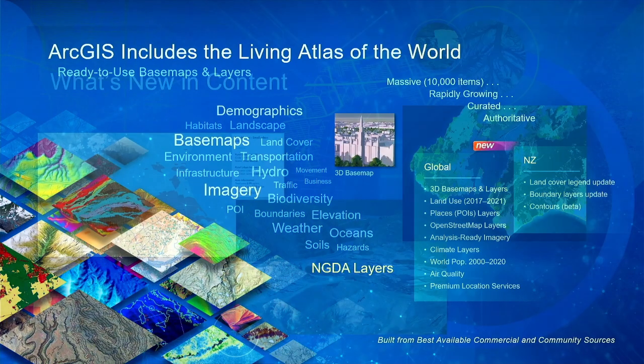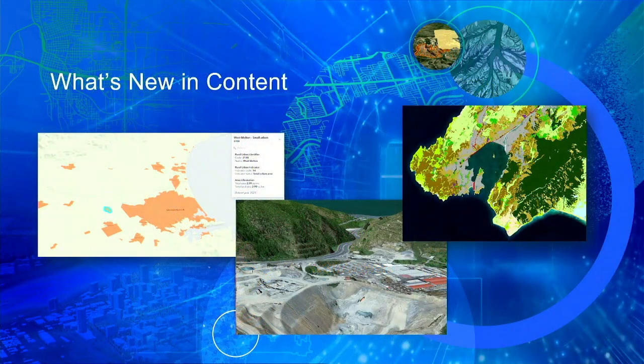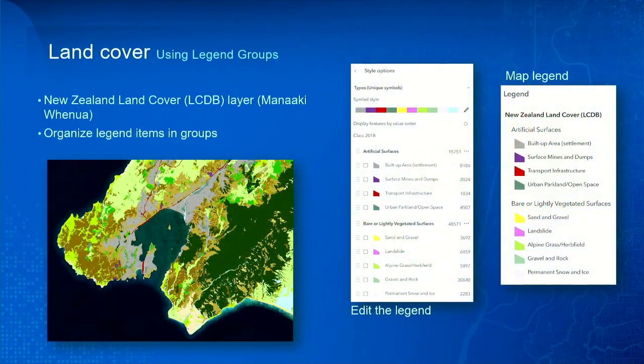I just want to quickly go over a couple of things that are new in the Living Atlas, and especially with the focus on New Zealand. And the first layer that I want to cover is the land cover dataset. And that's a dataset from Manaaki Whenua that we've added to the Living Atlas last year. And this holds all of the datasets from the late 90s to 2018. And what this layer has is a lot of legend items.